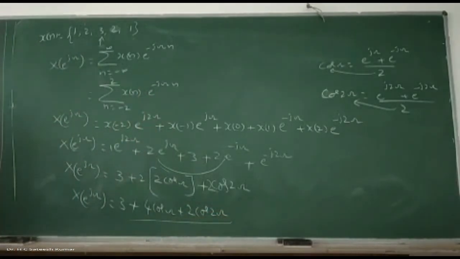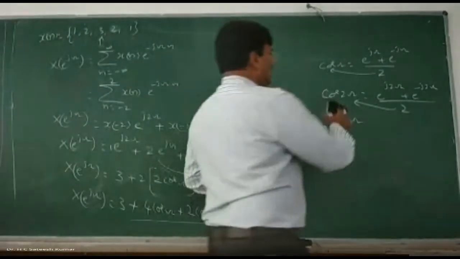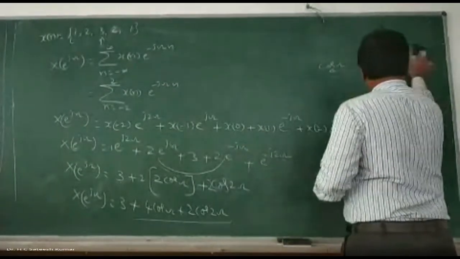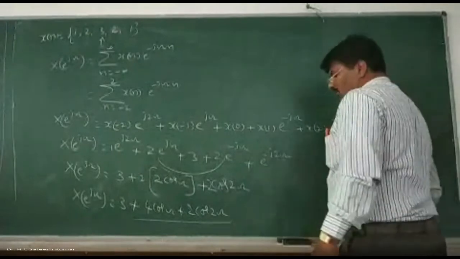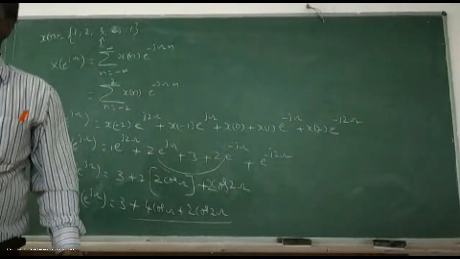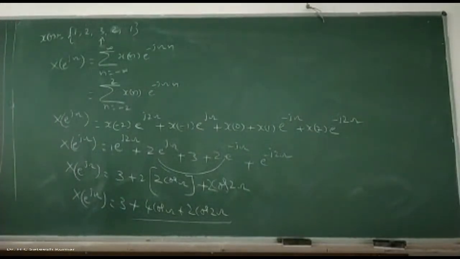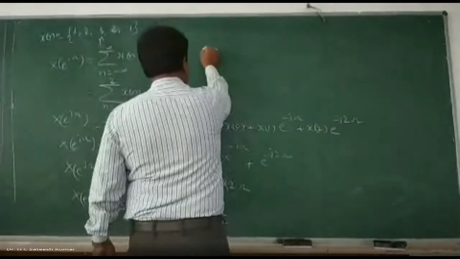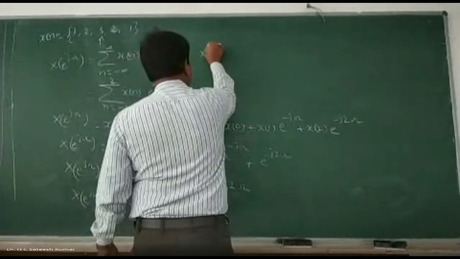4 cos omega plus 2 cos 2 omega. Now you draw the spectrum for this. You can draw the spectrum very easily. Only 3 values you take, because we know that X of e to the power of j omega is periodic with repetition period 2 pi. So therefore, I'll take only 2 values.